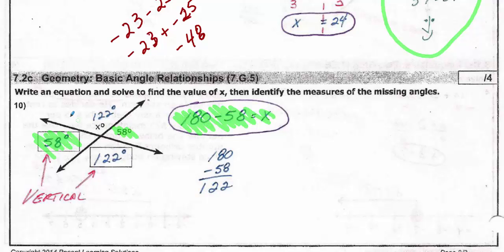Take 180, which is a total line. Subtract the 58, we get the x right here. That gives us our 122. We could also use supplementary angles to get the 122. We could have done this and said, I know that totals 180 degrees. Same idea. That's that equation for x. As soon as we have that, then everything else is vertical. This 58 is vertical to that 58. This 122, let me do that with a highlighter. This 122 is vertical to that 122.